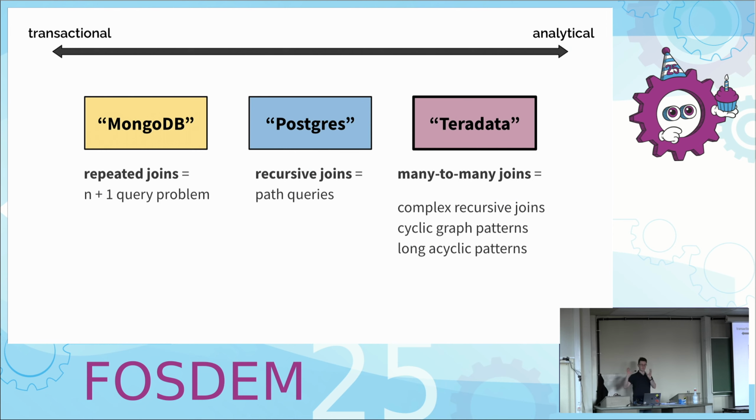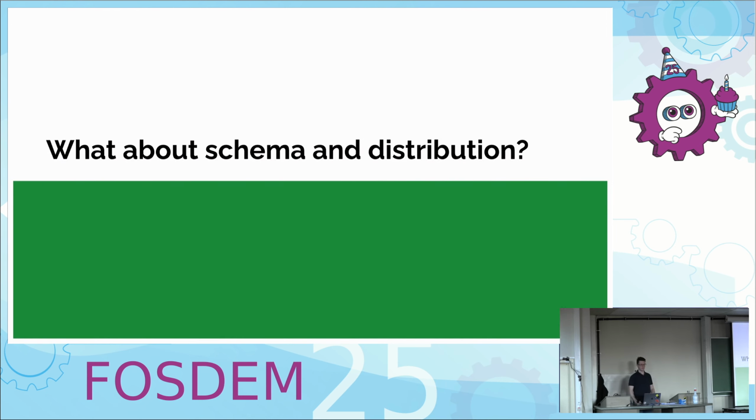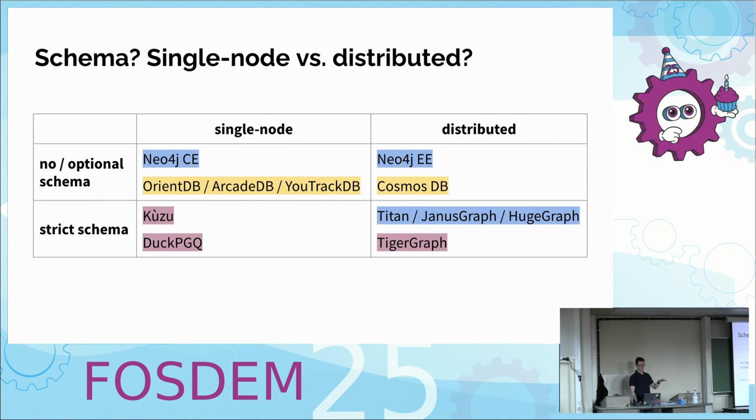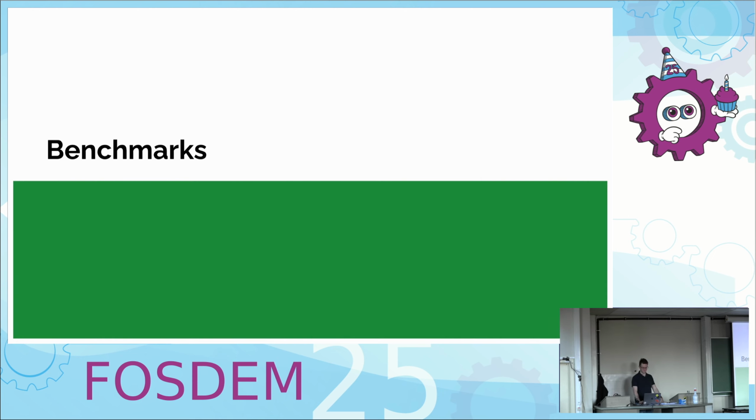Once you have this categorization, it will help you select a system. Would you use something like MongoDB or Postgres or Teradata for your problems? What about schema and distribution? There is no easy answer to this. Distribution can happen for all of these systems. The only rule of thumb that I could say is that if you have really heavy analytical queries, which are illustrated here by purple, then you need a schema. There is really not a huge chance of being very fast if you don't have the schema of your data. But other than that, there are single node and distributed systems in all categories.